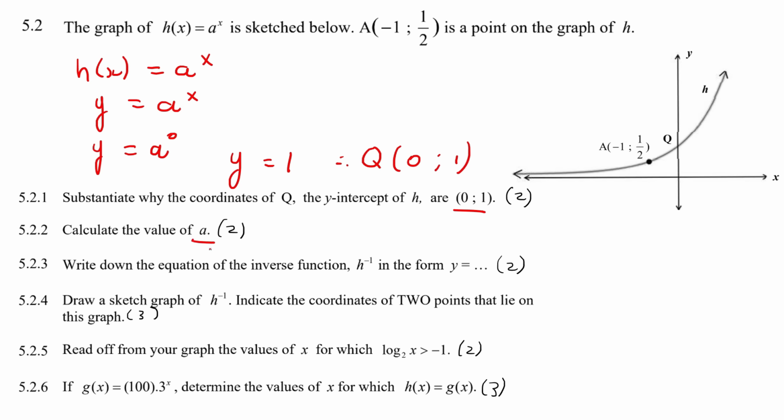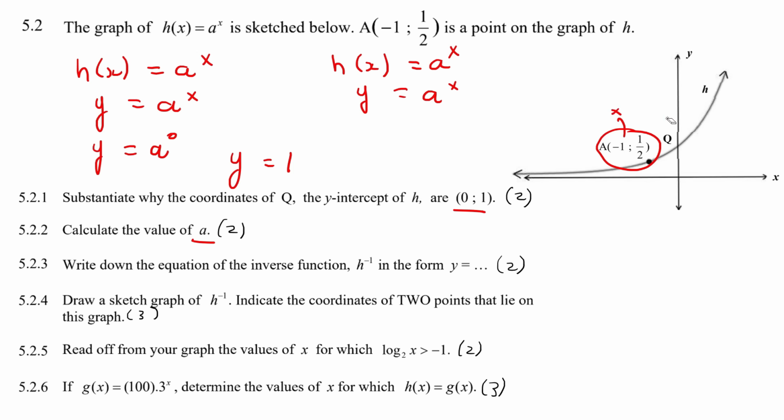Now it says calculate the value of a. Okay, easy, because we have this original a to the x, and we can just say y. Now we have a point, so we can put the minus 1 as x and the half as y, right? Because that's an x and that's a y. So we could say half equals a to the minus 1.